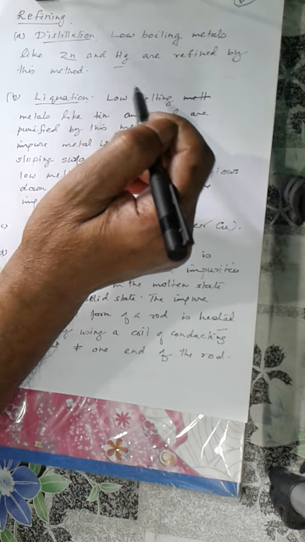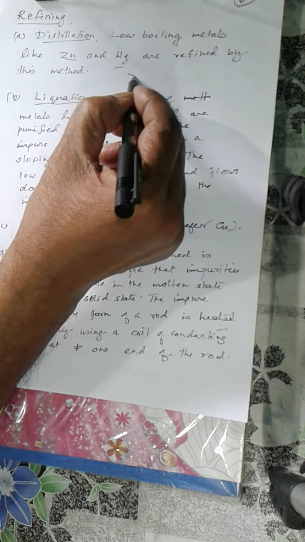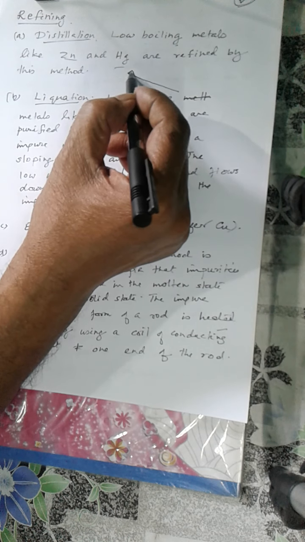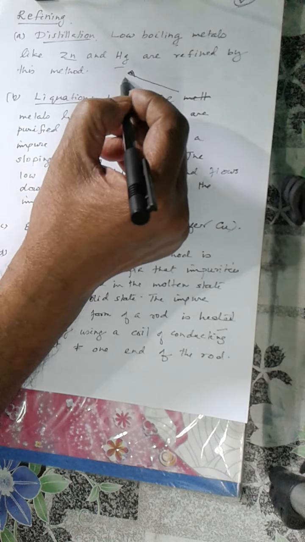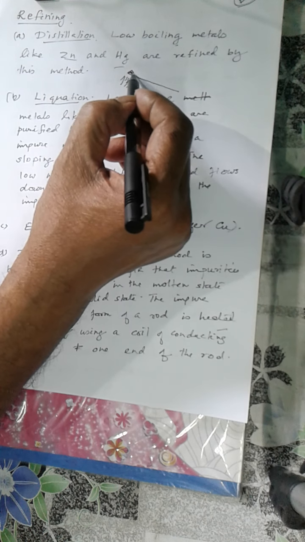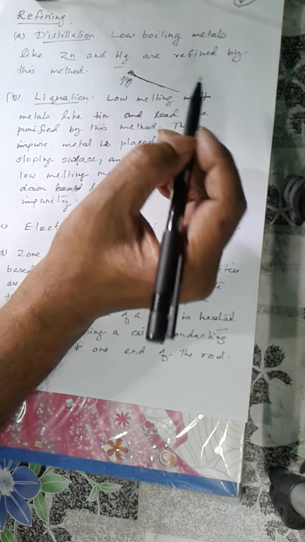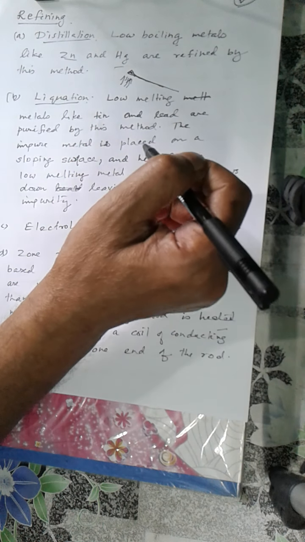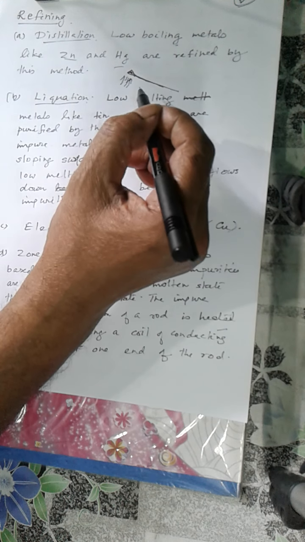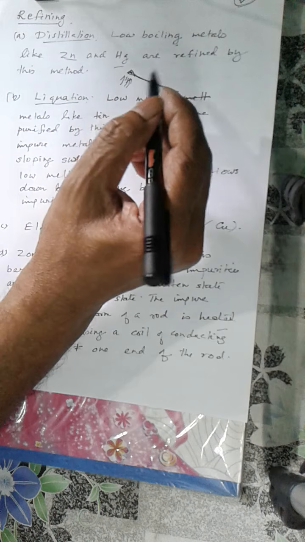Now there is another process called liquefaction. See, the impure metal is placed at the top of a sloping furnace. It is heated. Then the low melting metal will come down as a liquid. Now lead and tin are purified, refined by liquefaction process.